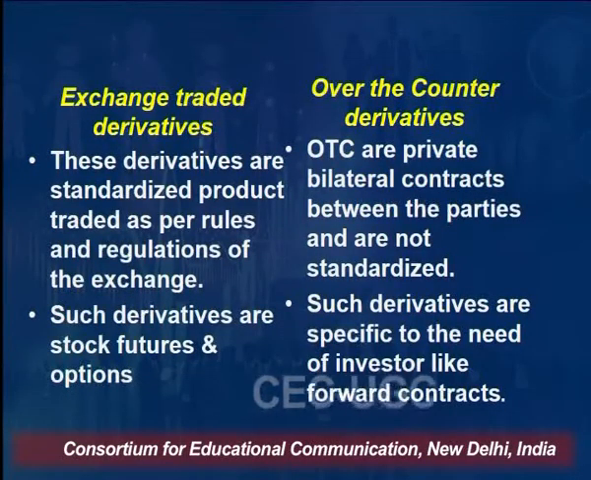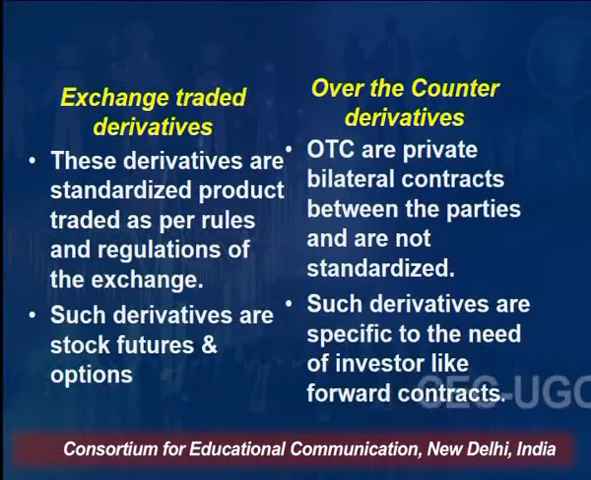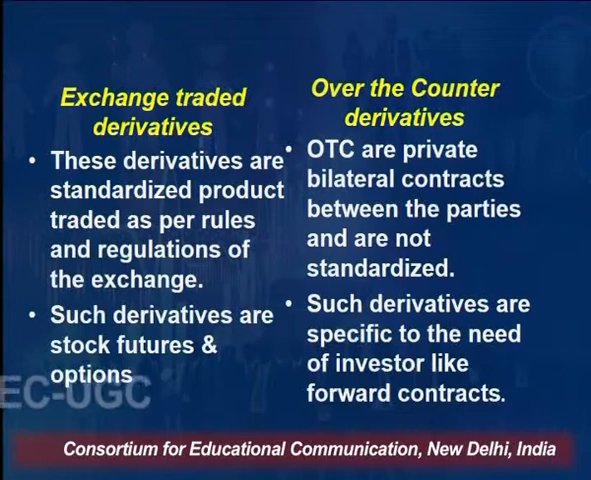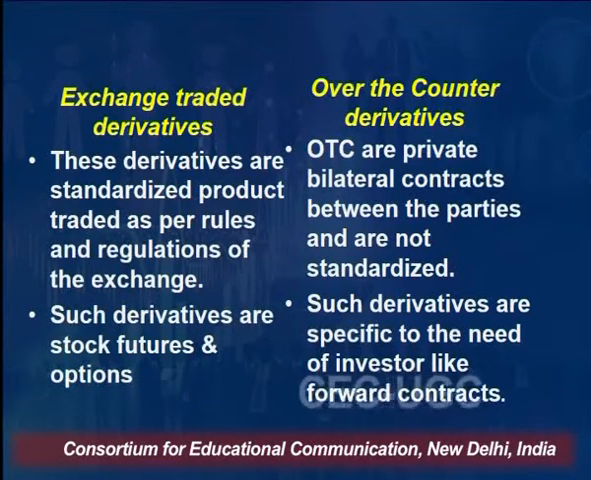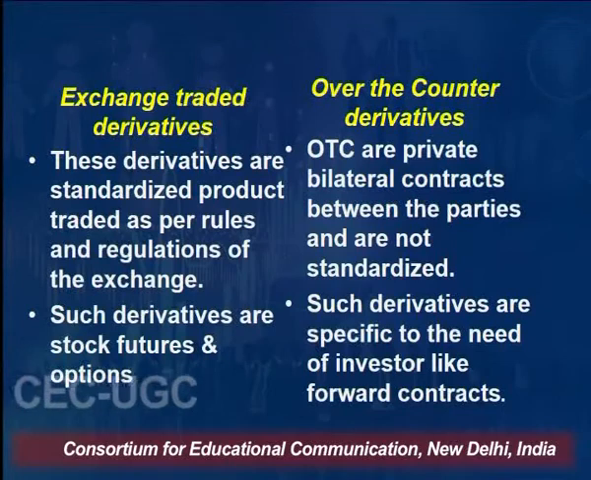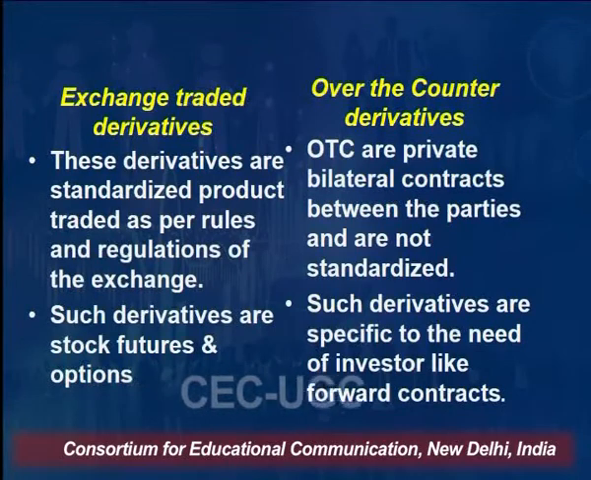Apart from these exchange traded derivatives, there are also over the counter derivatives. Over the counter derivatives means it's a private contract between two parties. We say OTC means over the counter, are private bilateral contracts. Bilateral means between two parties, and they are not standardized. Such derivatives are specific to the need of the investor, like a forward contract.